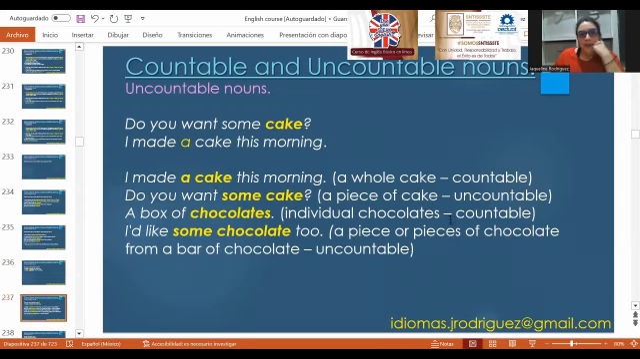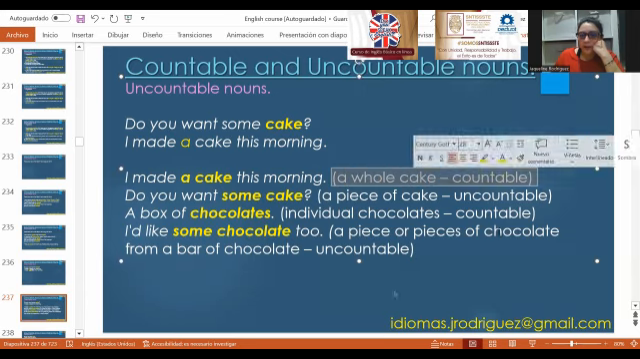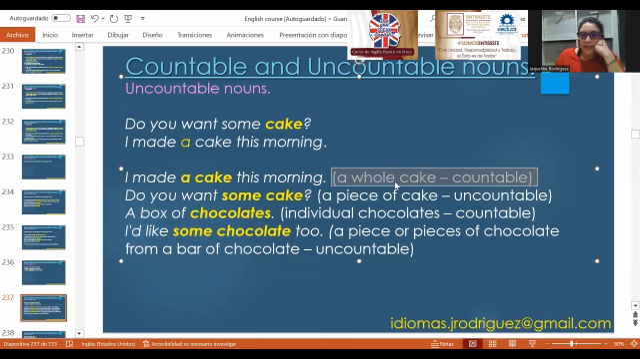Well, here it is. I made a cake this morning means a whole cake. And this will be countable, ¿no? Si digo, hice un pastel esta mañana, me refiero a que hice un pastel completo. Y entonces aquí tenemos un countable noun. Si digo, do you want some cake? Me refiero a una pieza de pastel. Entonces aquí sería un uncountable.